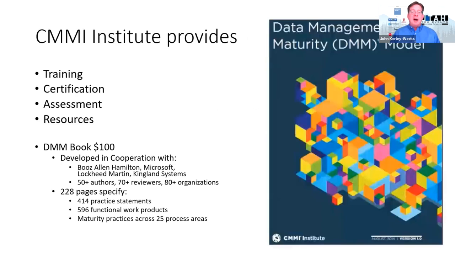The CMMI Institute provides training, certification, assessments for an organization and resources, but one of the primary takeaways is the DMM Book, which is available for $100. It's 228 pages, and it's describing the framework for a data maturity model, the questions that you should be asking, why you should be focusing on individual areas, and some of the things that you should be including within your organization.